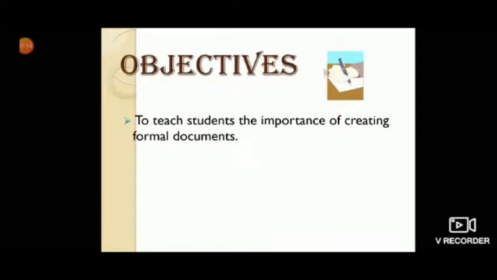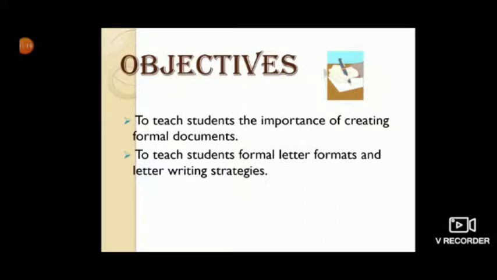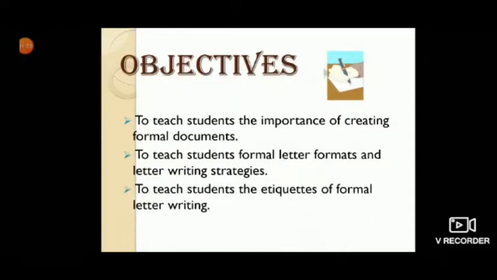Objectives of this video are to teach students the importance of creating formal documents, to teach students formal letter formats and letter writing strategies, to teach students the etiquettes of formal letter writing.